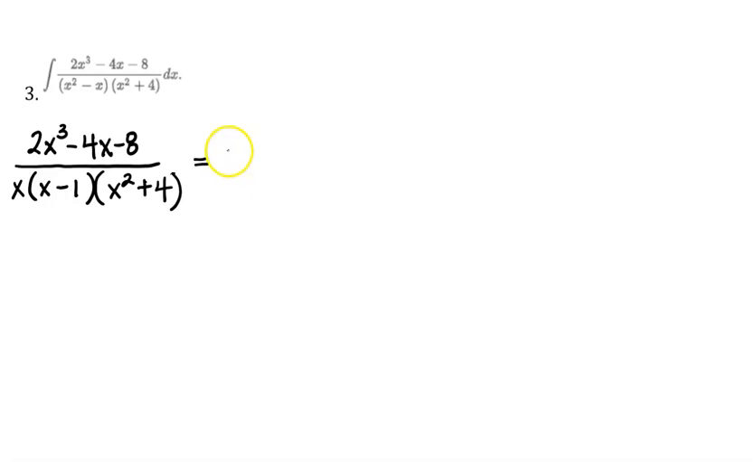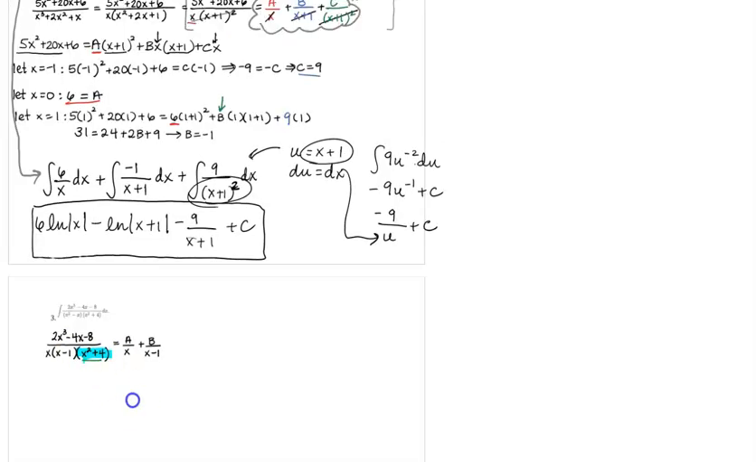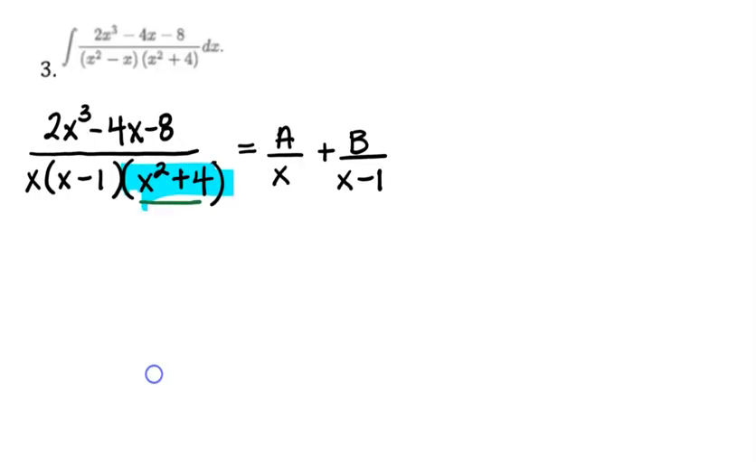So setting this up, we have a over the linear factor of x plus b over the linear factor of x minus 1. It's not repeated this time, so I don't need a c over x minus 1 squared. But this factor is not linear. That factor is quadratic. I would like to point out there is a distinction between this quadratic factor down here versus this x plus 1 squared here that was a linear factor that was being repeated, right? It was different down here in number 3 because I can't factor x squared plus 4. It's an irreducible quadratic. It's a quadratic that cannot be factored.